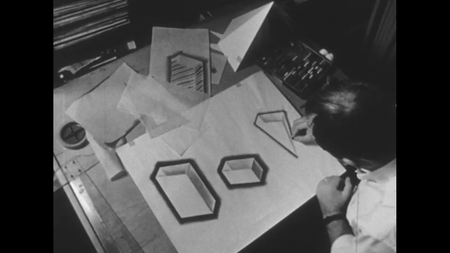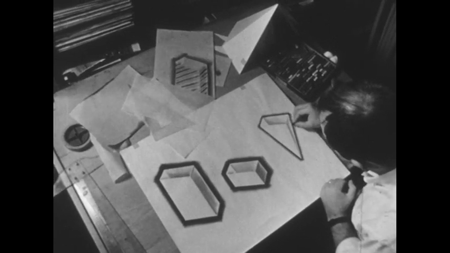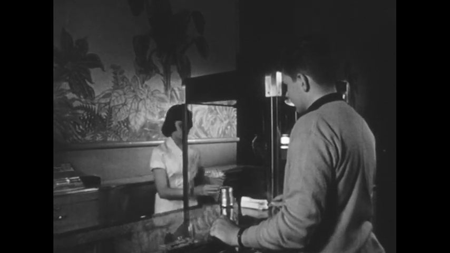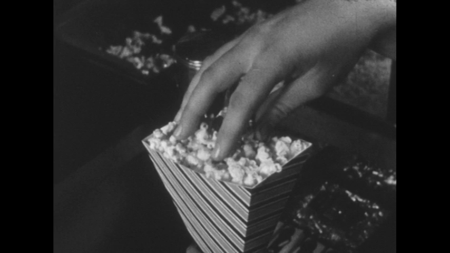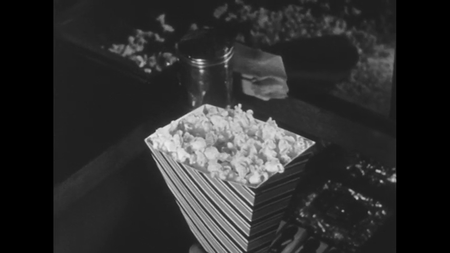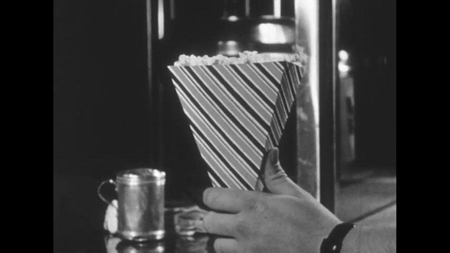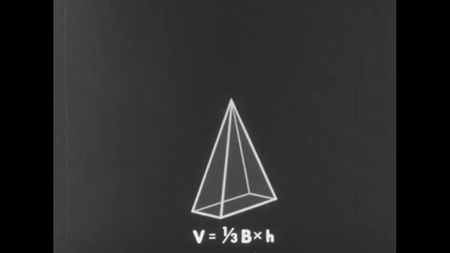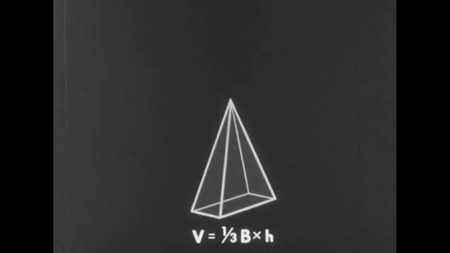If, however, a pyramidal box is used, the effect is that of an optical illusion. The customer thinks he's getting more than he actually does. There's that same familiar opening at the top and the same measurement in height. But we know, as did the designer, that according to the formula, V equals 1/3 BH.